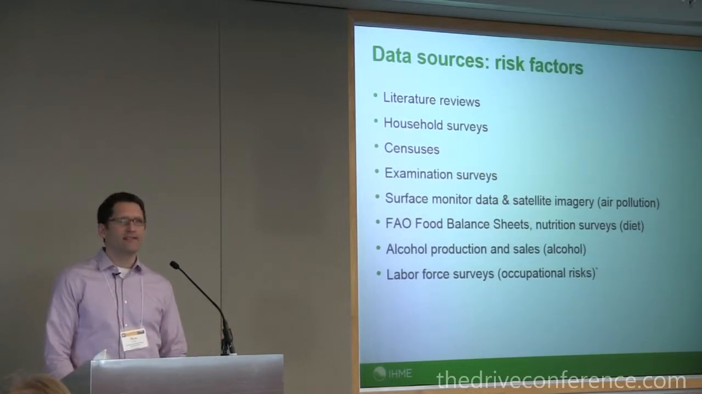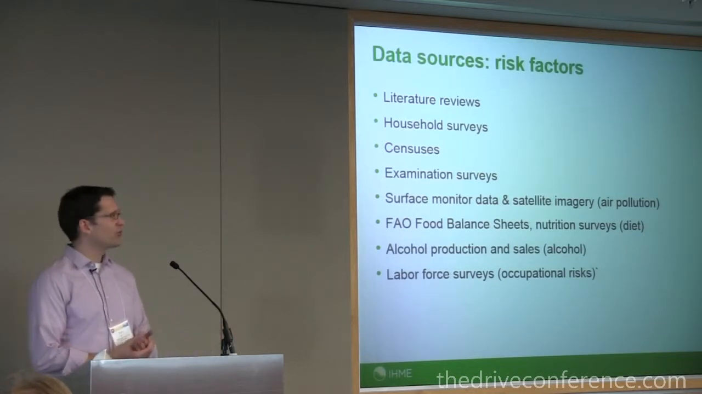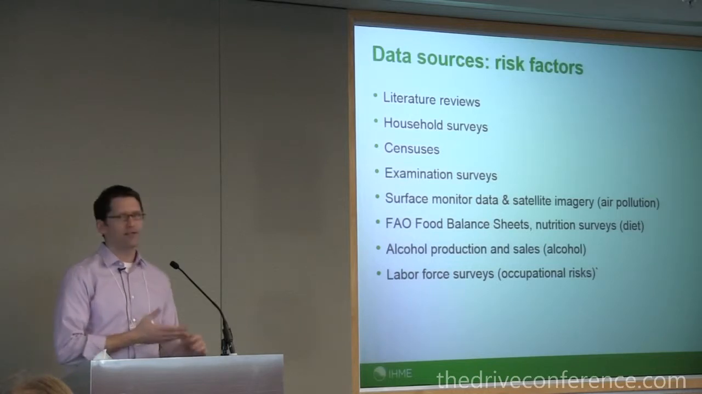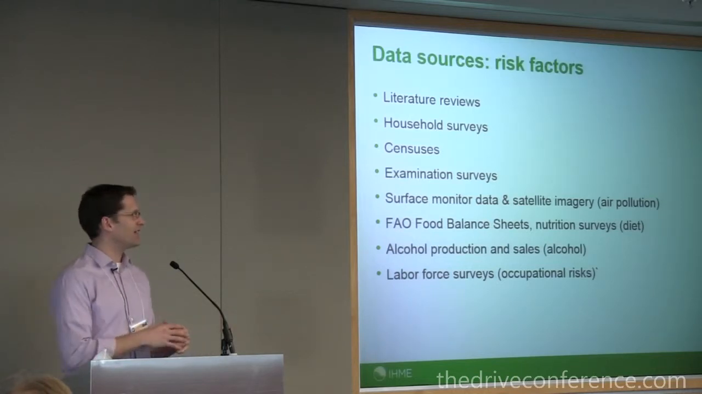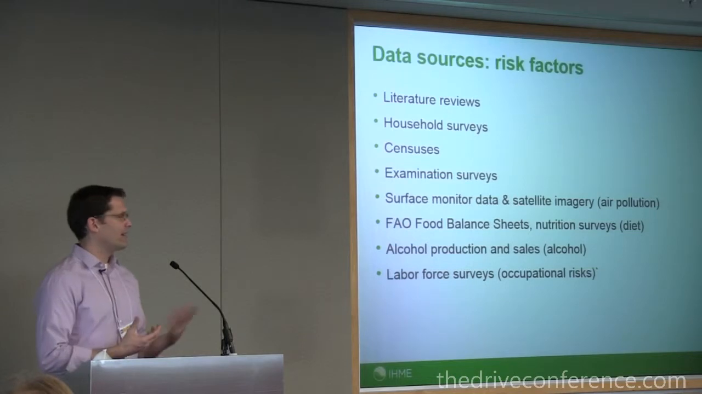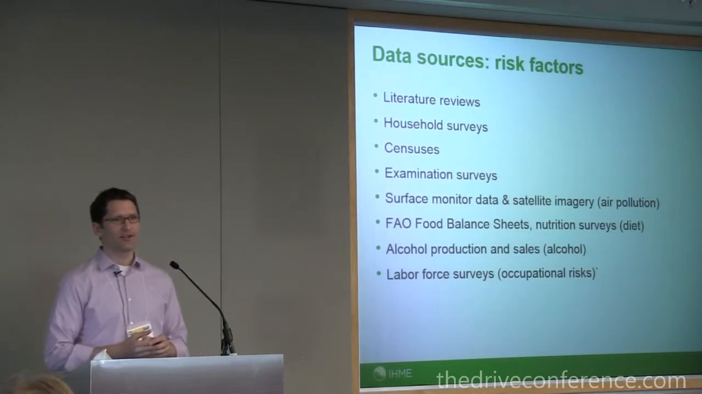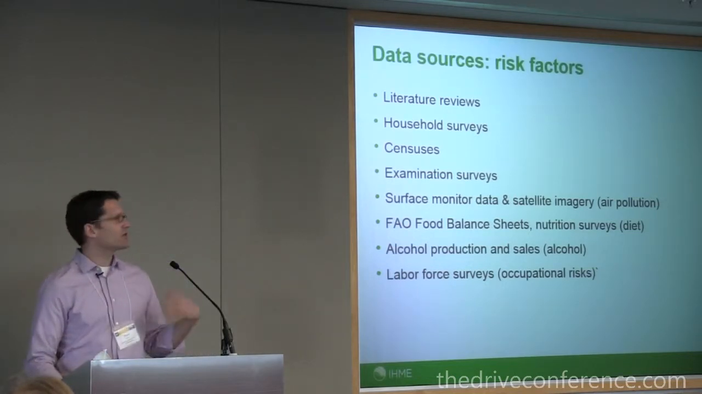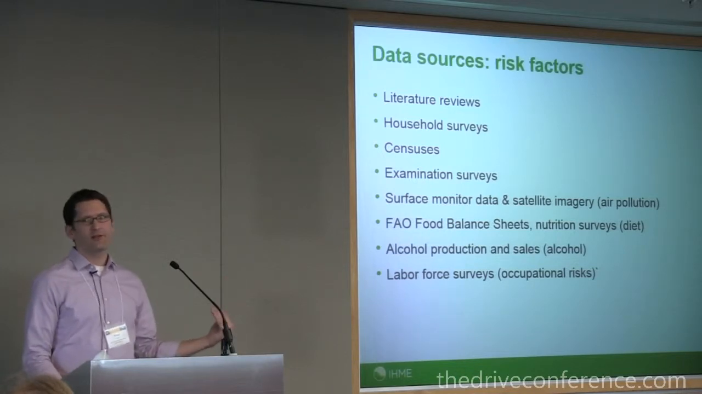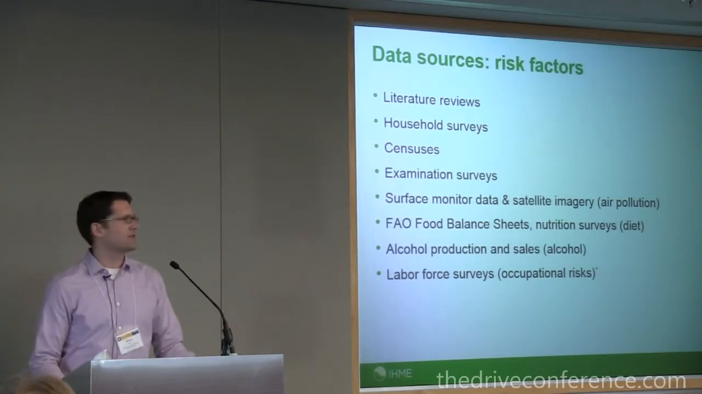The FAO provides information on diet. Alcohol producers have interesting statistics on how much alcohol is produced in what country and how much of that is consumed and where. And it also helps you triangulate how much burden those risk factors can cause, and so on and so forth. So we have a list of 66 risk factors, and every single one has interesting data sources underlying.